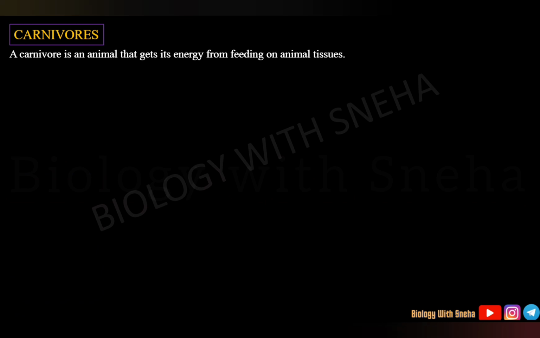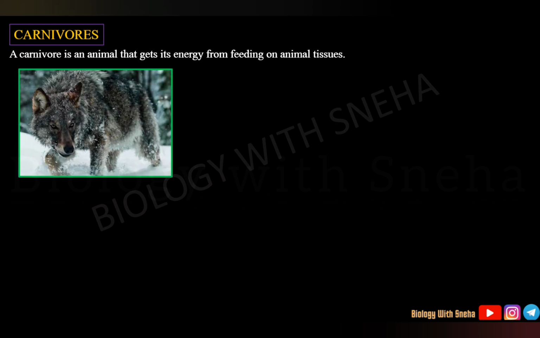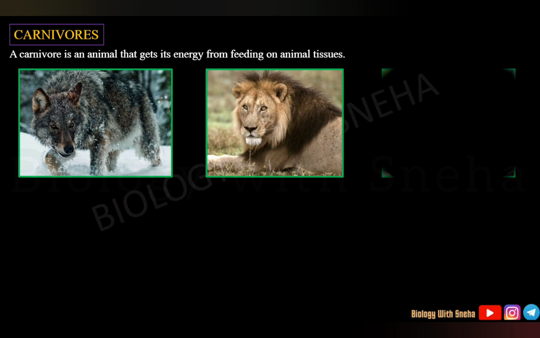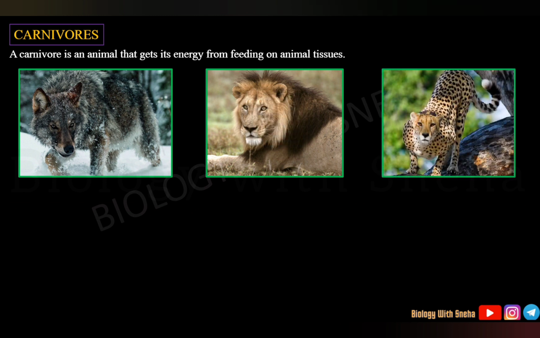Next would be the carnivores. Carnivores generally means a meat eater. So a carnivore could be an organism that derives its energy and other nutrient requirements from a diet consisting mainly or exclusively of animal tissues. It could be through predation. So predation could be a mode where carnivores feed on other animal tissues. Some examples could be wolf, lion, and cheetah. These could be the prominent examples of carnivores.